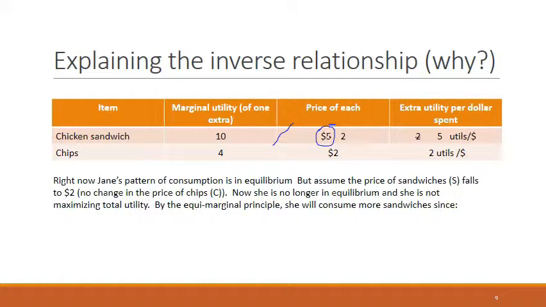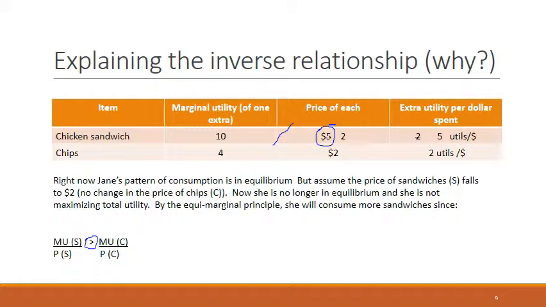And that just states in text form what I've just said, nothing new there. There's the formula. Look what's happened here. The marginal utility on a sandwich, S for sandwich, per dollar spent, is now higher than the marginal utility per dollar spent on the chips. So she's now in disequilibrium.